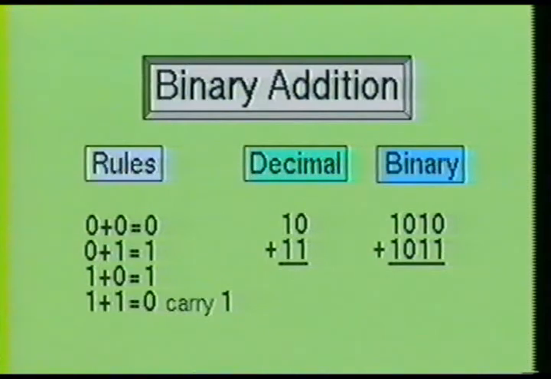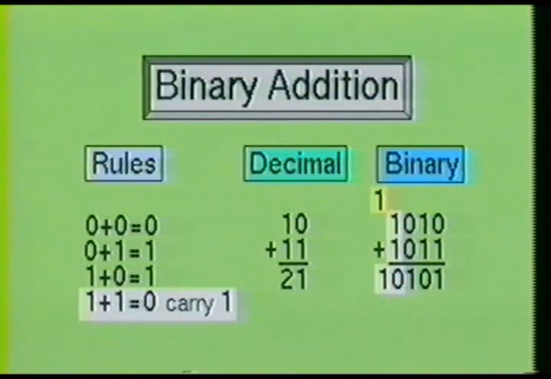Let's look at an example for adding 1010 in binary with 1011 in binary. We have shown our example in both decimal and binary notation. We can see from the rules for addition that 0 plus 1 equals 1, so we place a 1 in the rightmost column. Next, the rules show that 1 plus 1 equals 0, carry 1, so we place a 0 in this column and carry 1. In the next column, we have 1 plus 0, and the rules show that 1 plus 0 equals 1, so we place a 1 in this column.